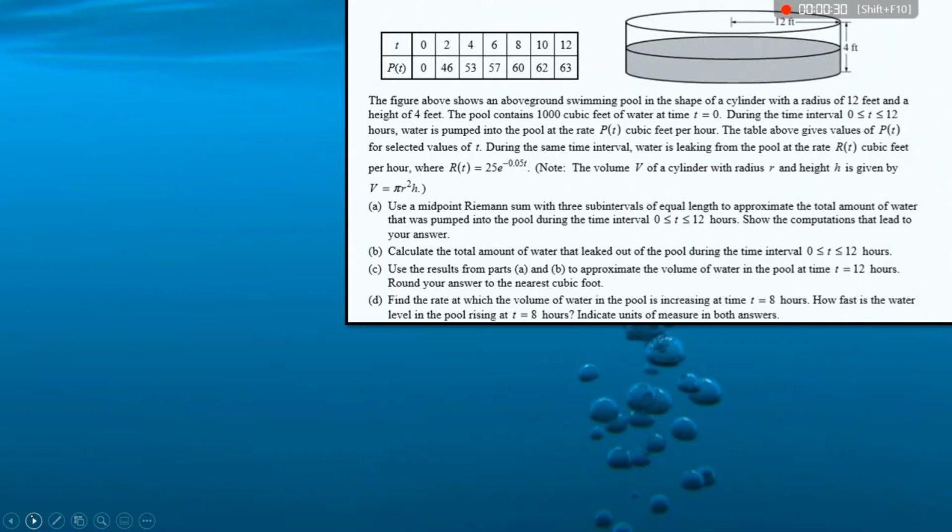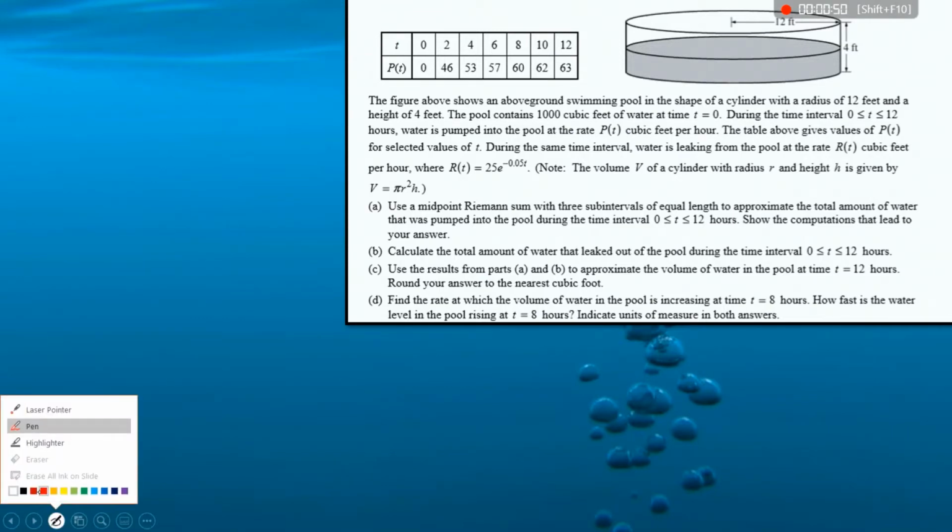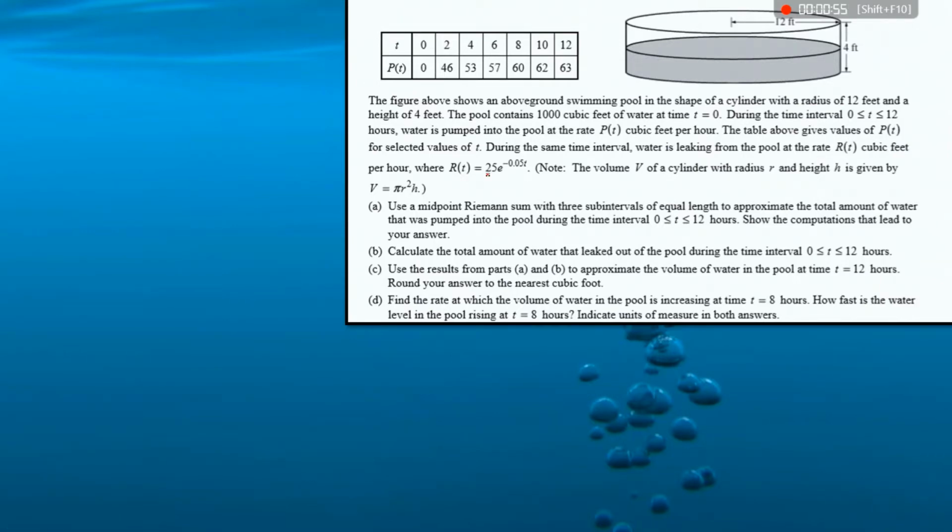Okay, so we've got a right cylinder with a radius of 12 and a height of 4, as well as a table of data that shows the water that is being pumped into the pool in cubic feet per hour. We've also got a function, R(t), which is the rate at which water is leaking from the pool. At time t equals 0, the pool already contains 1,000 cubic feet of water.